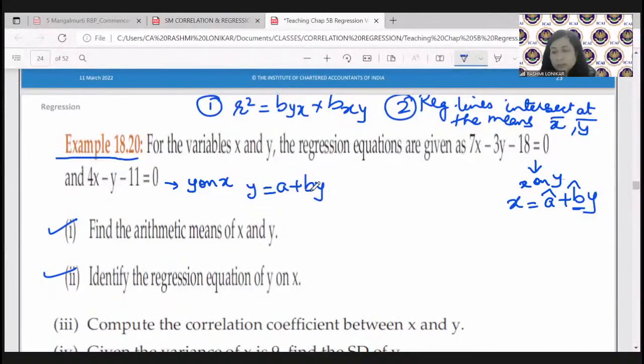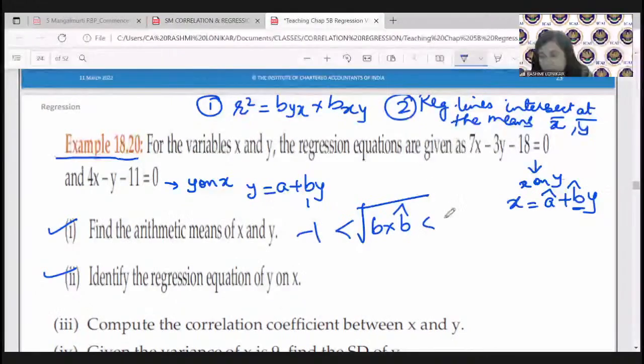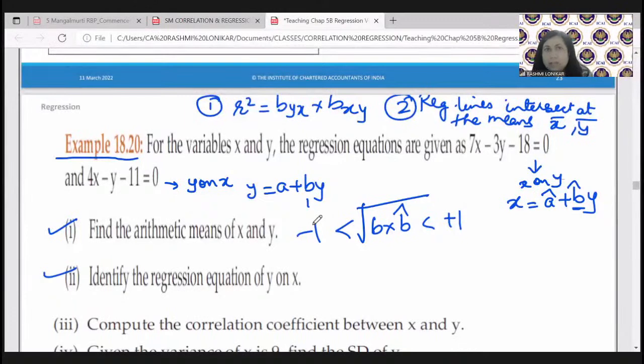Okay. Now what will happen? I got a value of b, I've got a value of b cap. I will multiply b with b cap. And when I find the square root of this, it should lie between -1 and +1. Obviously the square root of any number cannot be minus, but this means the value is going to lie between -1 and +1. The value is going to be less than 1, and the sign will be the sign of b, the regression coefficient. This is the concept behind it. We will be solving it, don't worry.